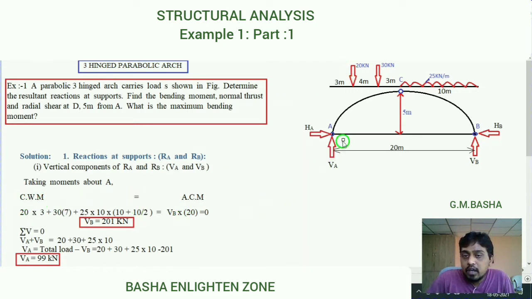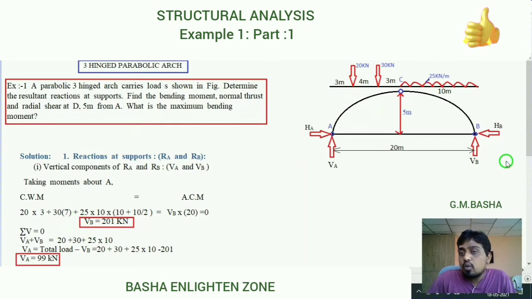See here, I am taking this vertical load of 20 kilonewton. Moment equals force into distance, so 20 into 3 about A. Plus, again, a clockwise moment is acting about A: 30 into, what is the distance here, 4 plus 3, 7. So totally 30 into 7. So these two loads are completed.